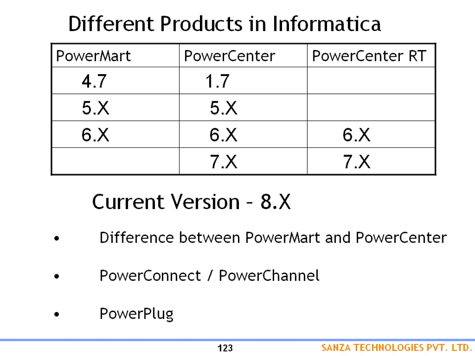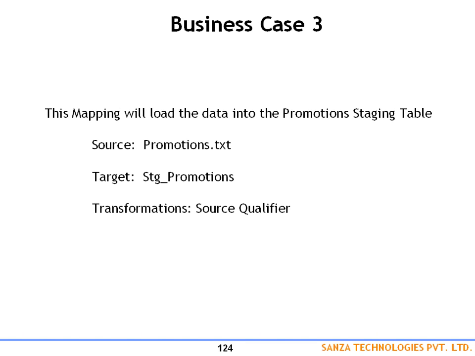So this is a brief about the different products in Informatica from an ETL perspective. Now we are going to discuss the mapping to extract the data from a file, the promotions.txt file, and load the data into promotions.